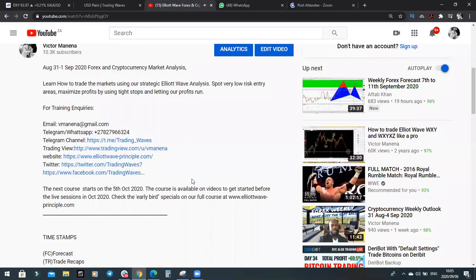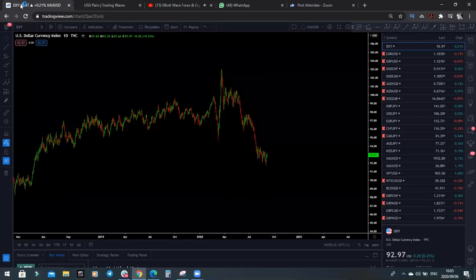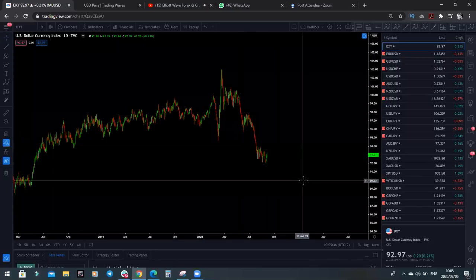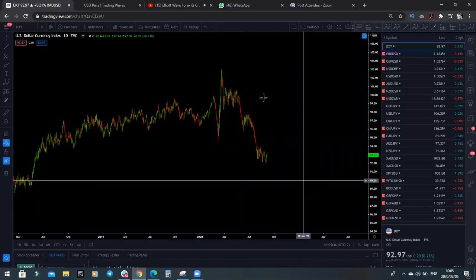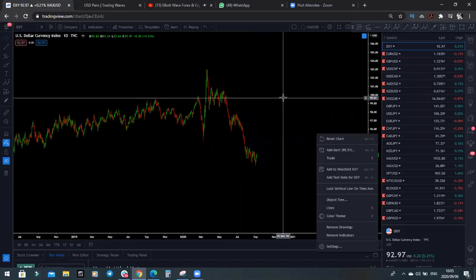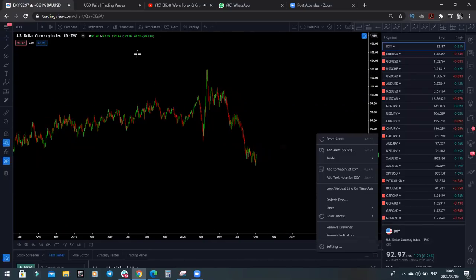Right, so let's get right into the analysis. We'll start with the DXY and what we're expecting of the DXY. What we're seeing here on the DXY is a move to the downside.